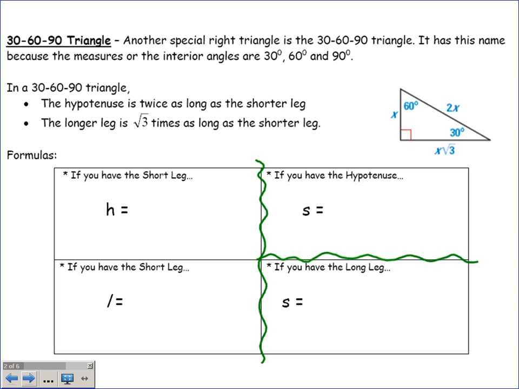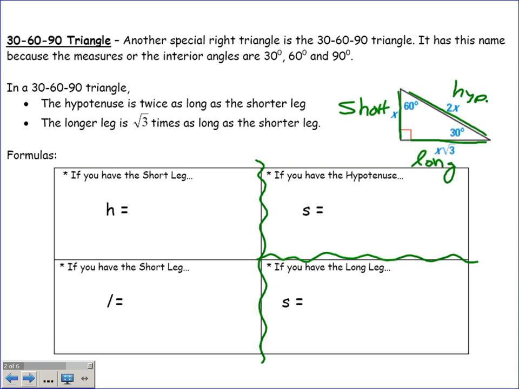Okay, if you have the short leg, you're set. The short leg is really easy. Everything based on the short leg is really nice. Remember that this is the shortest side, this is the long leg, and this is going to be the hypotenuse right here. Maybe we should write these down. I guess I haven't talked about these. Short leg, long leg, and hypotenuse.